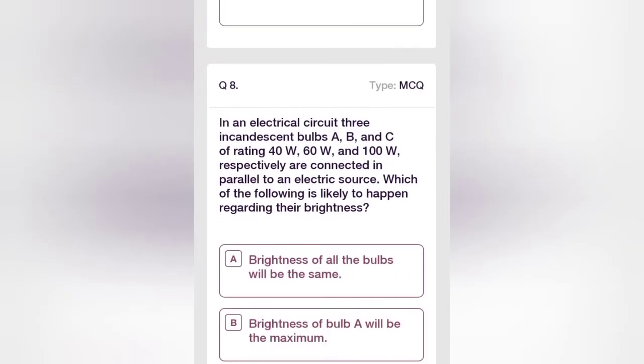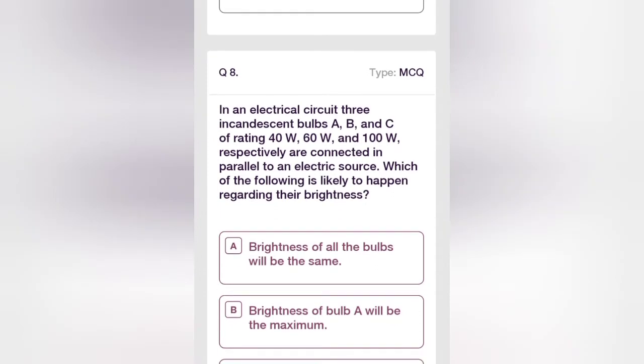In an electrical circuit, 3 incandescent bulbs A, B, C of rating 40 watt, 60 watt and 100 watt respectively are connected in parallel to an electric source. Okay, how they are connected? They are connected parallel. Which of the following is likely to happen regarding their brightness?